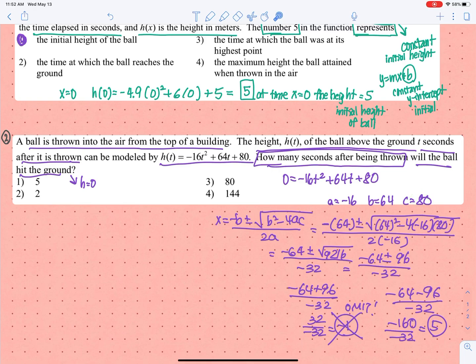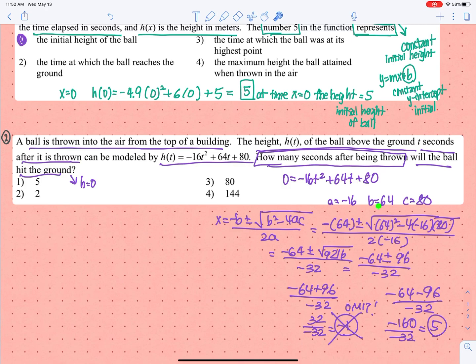Just a quick review from the question just before it. If this was a totally different problem and they asked us what the initial height was, what do you think it would be? Okay. All right, so now we plug in the formula.